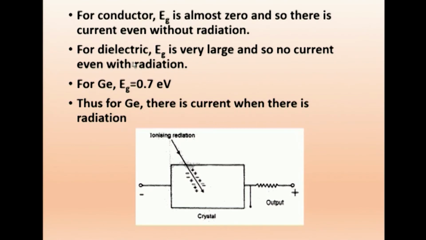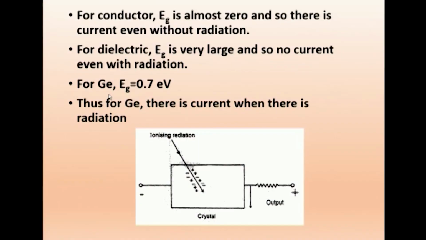Now for a dielectric, EG is very large, the gap is very large, and so no current even with radiation. If you take dielectric, for example plastic or glass, connected to battery, and wait for some radiation to occur, even when the radiation falls, because the energy gap is large, it will not give any current. That also becomes useless. We are interested in finding the presence of nuclear radiation.